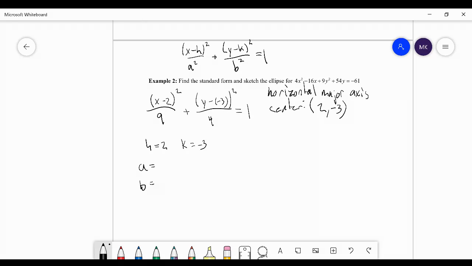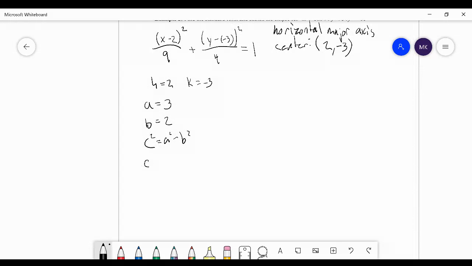Now this is another nice problem here because remember, again, the denominators of these two terms are a squared and b squared. But this 9 and 4 are not squared, so we have to square root them. But luckily, those are nice square roots. So we get that a is 3, b is 2. So c is equal to, a squared minus b squared, sorry, c squared. Okay. And so c is equal to the square root of 9 minus 4, square root of 5. Right.